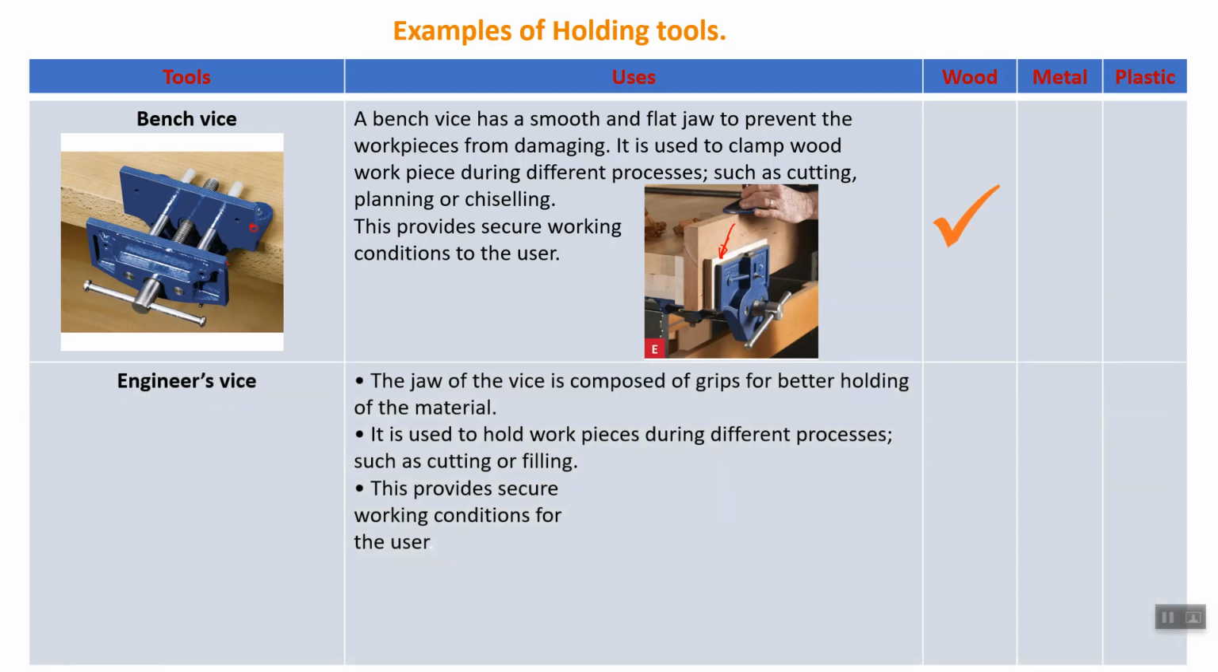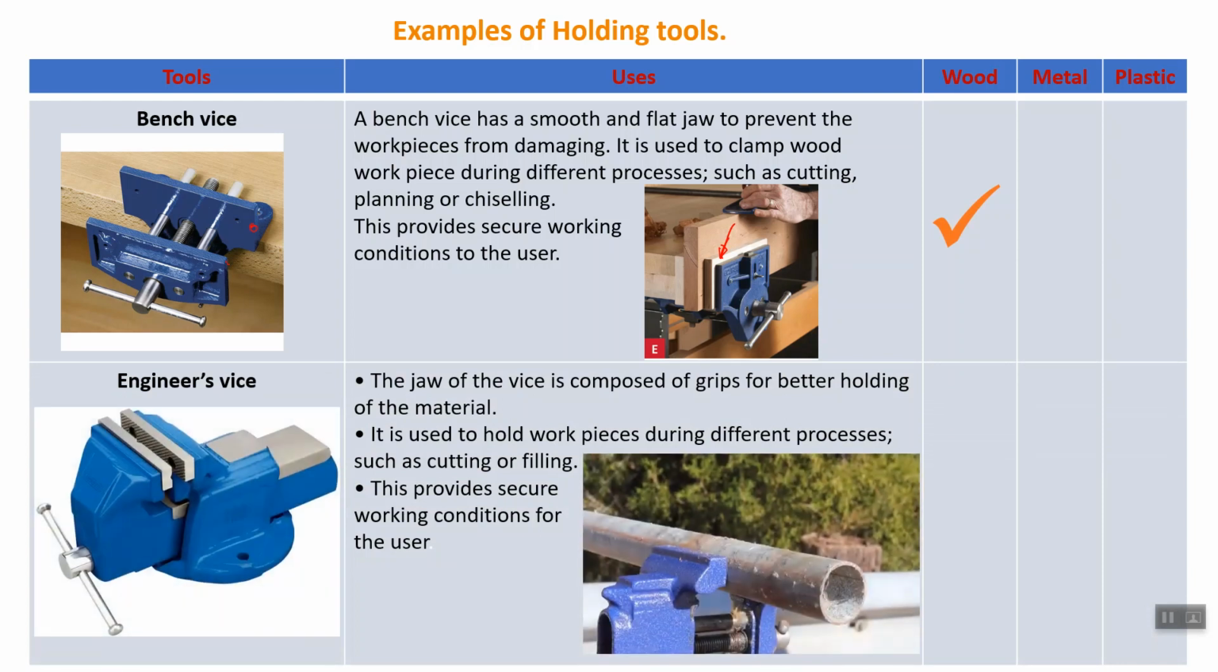So another type of vise is called an engineer's vise. So this one is generally fixed on the top of our workbench and is used for metals and plastics. Okay, the jaws is composed of grips, so it is not a flat jaw. There are grips inside here, grips for better holding of the material. It is used to hold workpieces during different processes such as cutting or filing. Okay, this provides secure working conditions for the user.